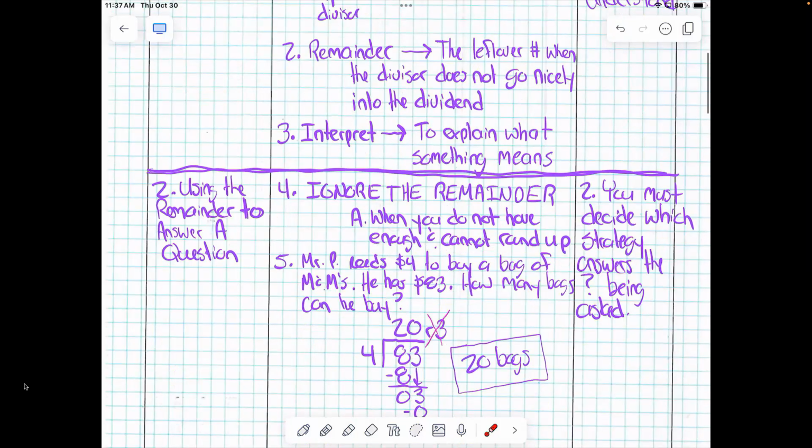So we're only dealing with remainders today. There are 4 strategies. Strategy 1, ignore the remainder. Say that. You ignore the remainder when you do not have enough. When the remainder isn't enough for something.